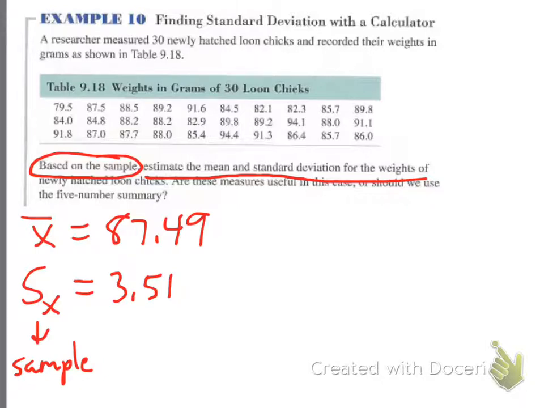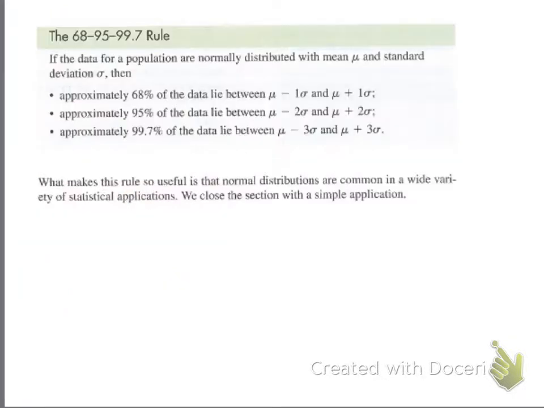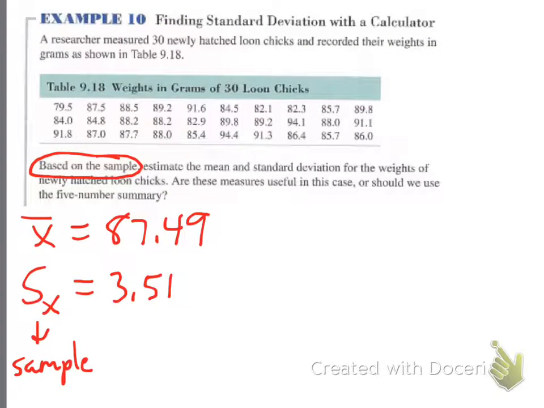Now it says, are these measures useful in this case, or should we use the 5-number summary? What we're looking for is a normal distribution curve. And yeah, we'll talk about that next. But graph a histogram of the data.